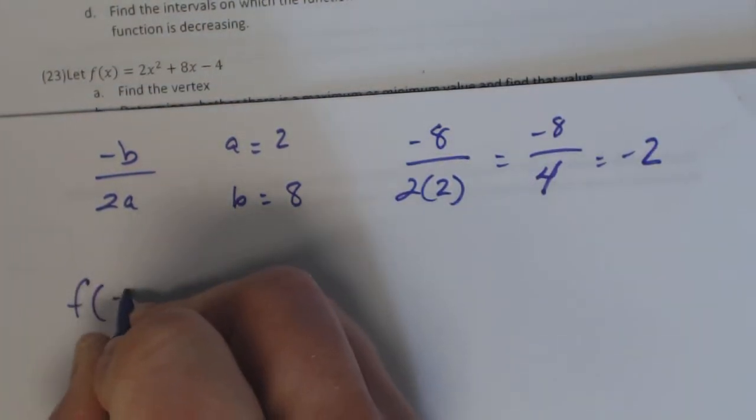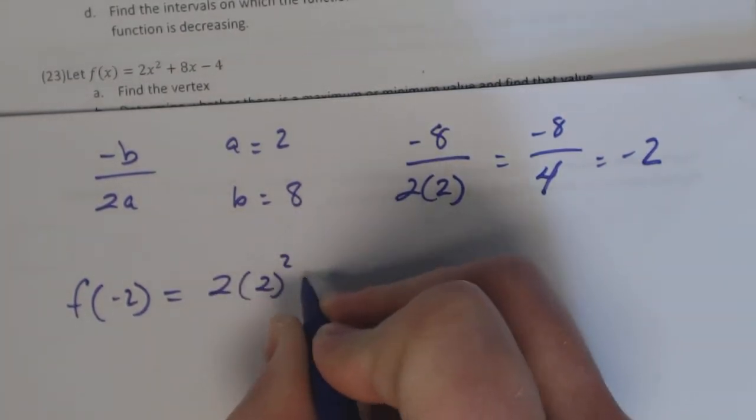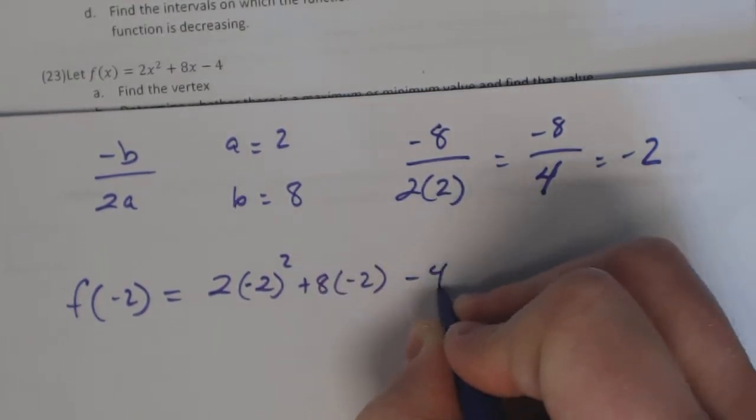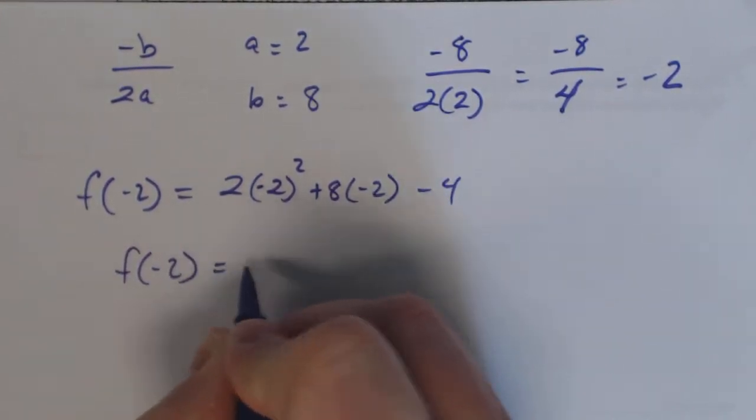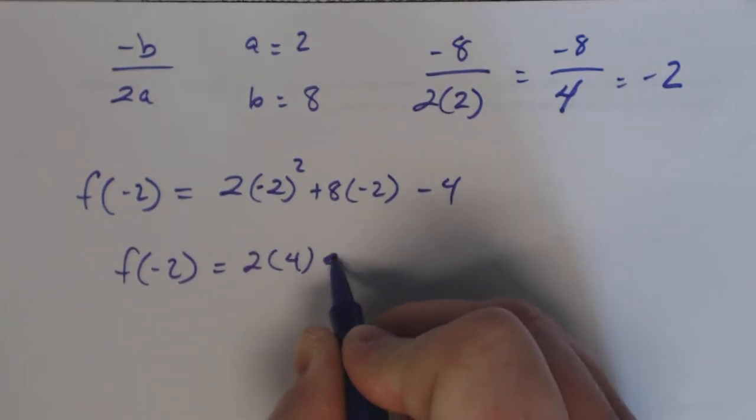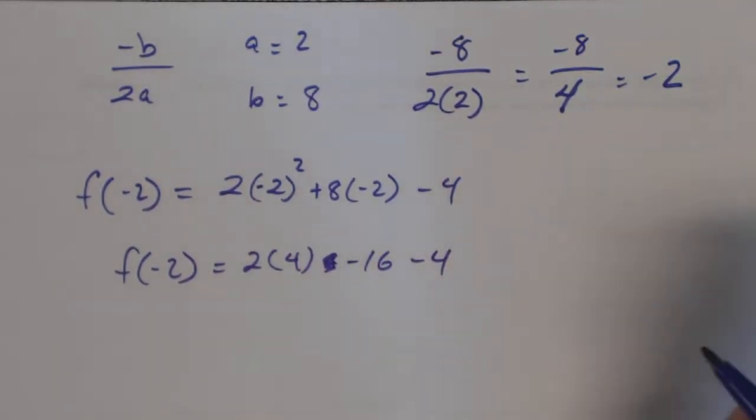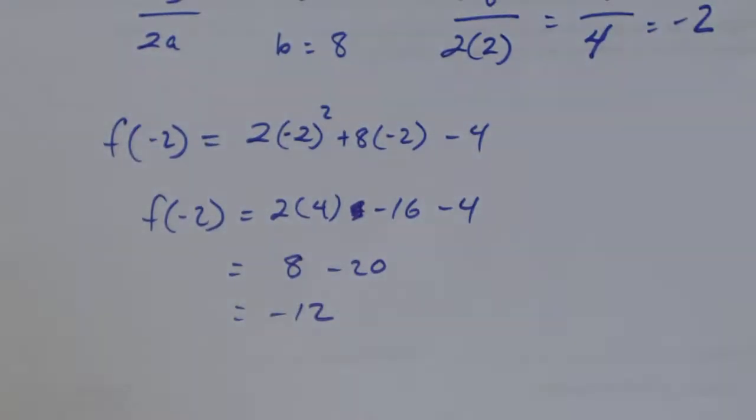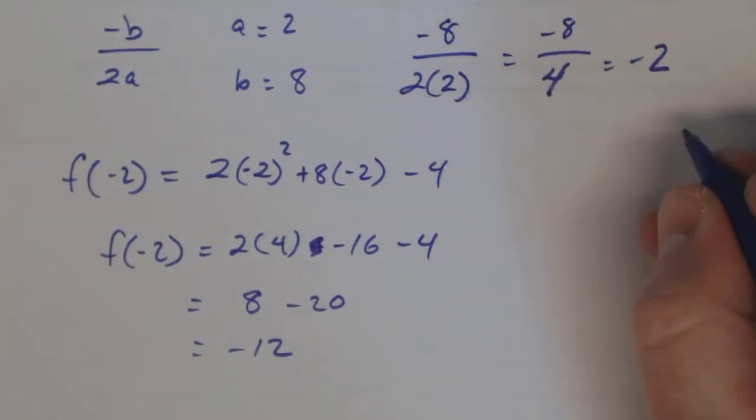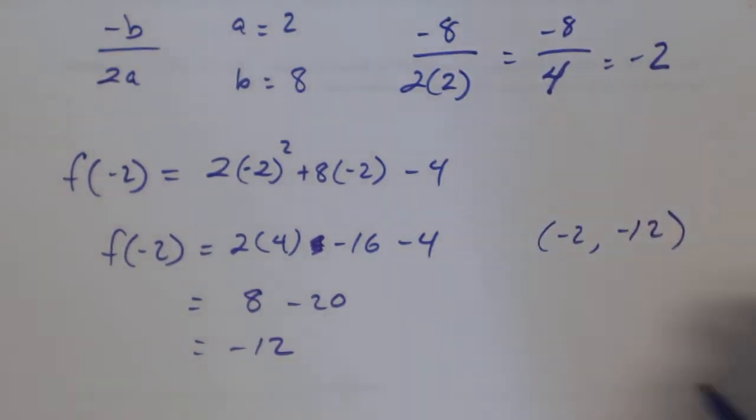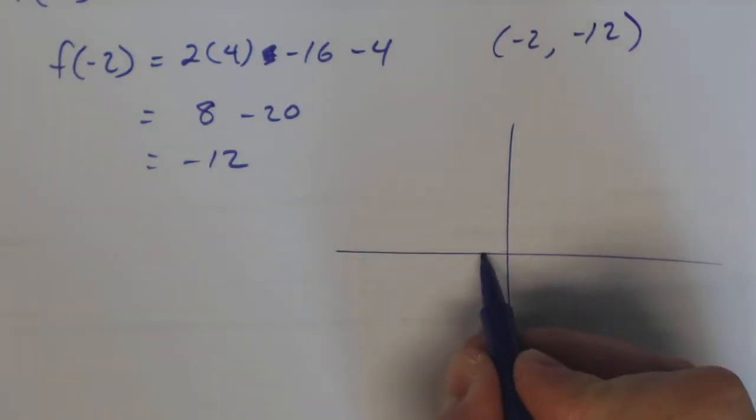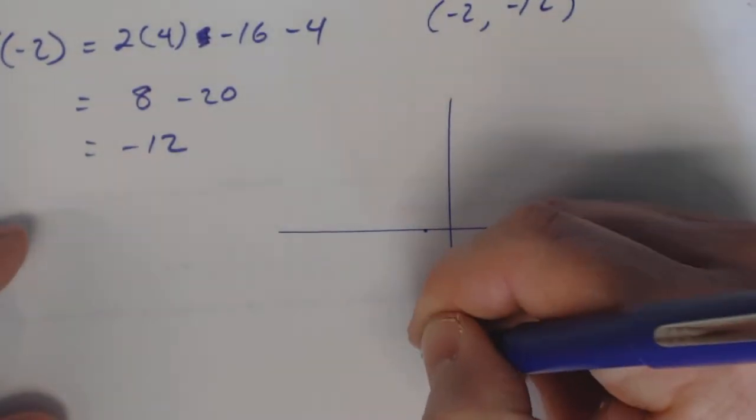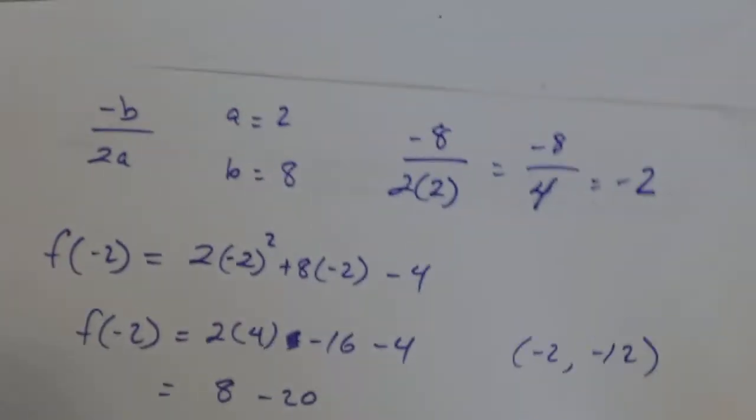Now if I plug that back in and find f of negative 2, we have 2 times negative 2 squared, plus 8 times negative 2, minus 4. That would be 2 times 4, minus 16, minus 4, and that would be 8 minus 20, which is negative 12. So negative 12 is the y-coordinate of the vertex. This is the x-coordinate, negative 12 is the y-coordinate. If I draw that real quick, back 2, down 12, and since my a value is positive, it opens upward. Just a quick sketch.